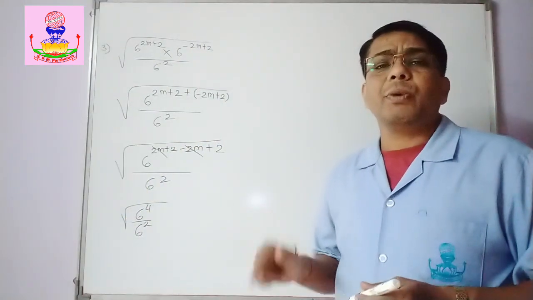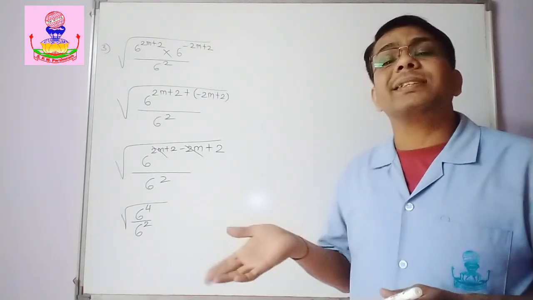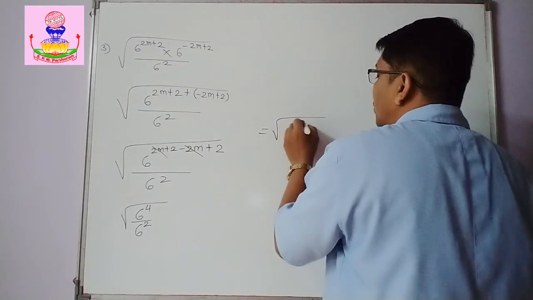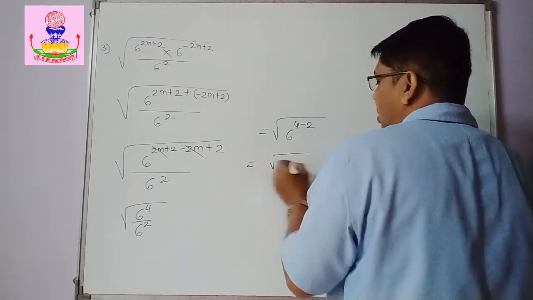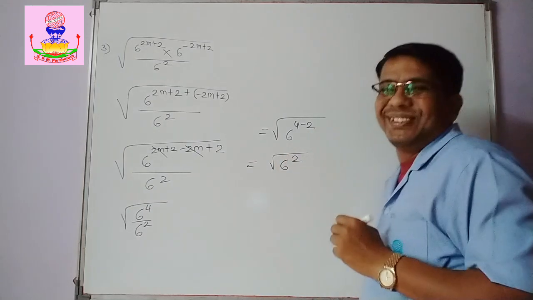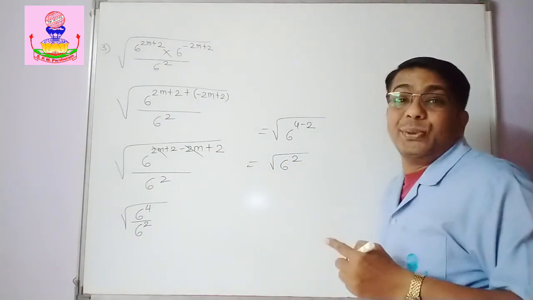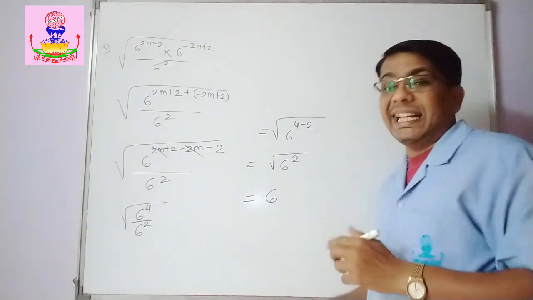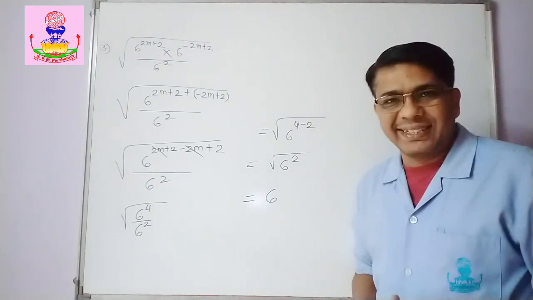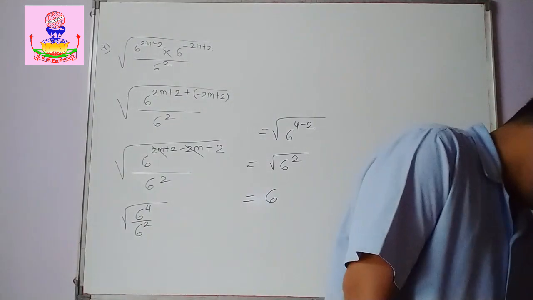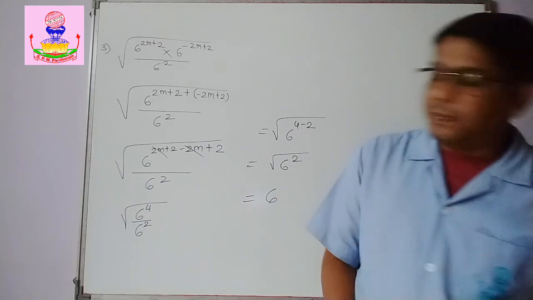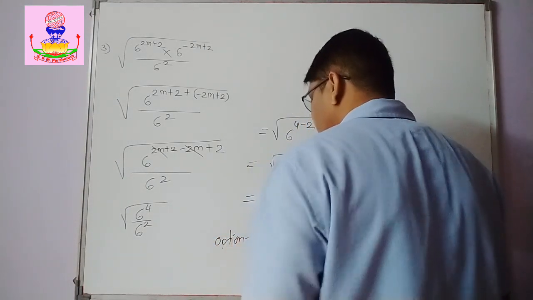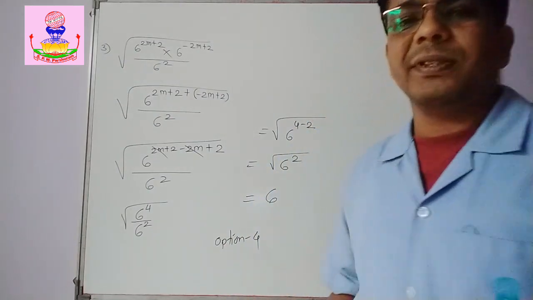Law of division. A raised to m divided by a raised to n is equal to a raised to m minus n. So this will be equivalent to square root of 6 raised to 4 minus 2, that is square root of 6 raised to 2. So square root of 6 square, answer is 6. Square root and square get cancelled. So the answer is 6. Option number 4. Okay, now the next example.